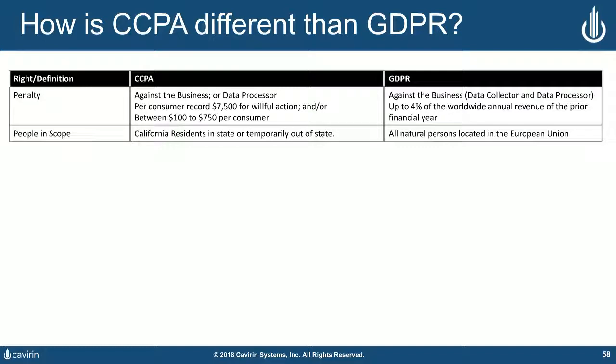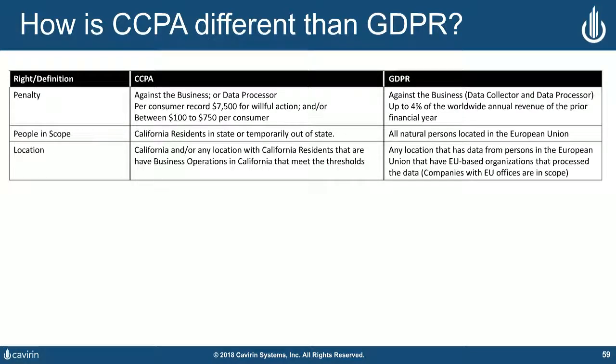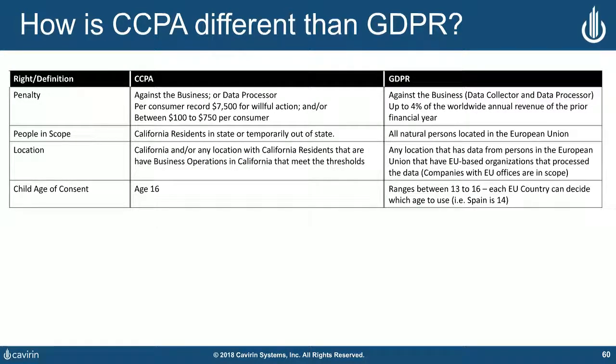Beyond that, as I said, in the European Union it's all natural people, regardless of what country they're citizens of, as long as they're in the European Union at the time their data is collected, whereas in California it's specific to California residents. And I think I cover location in that regard.